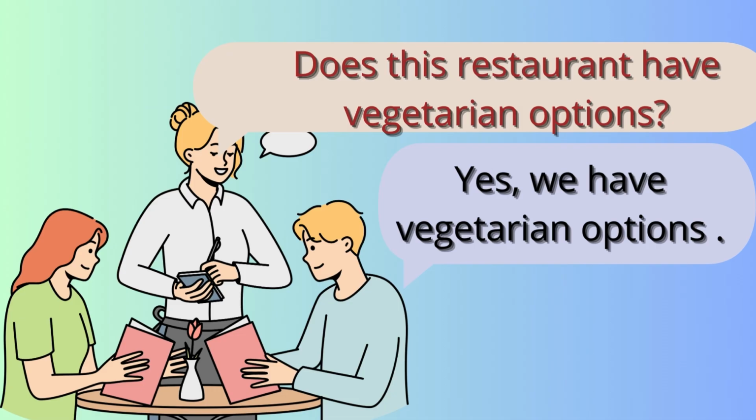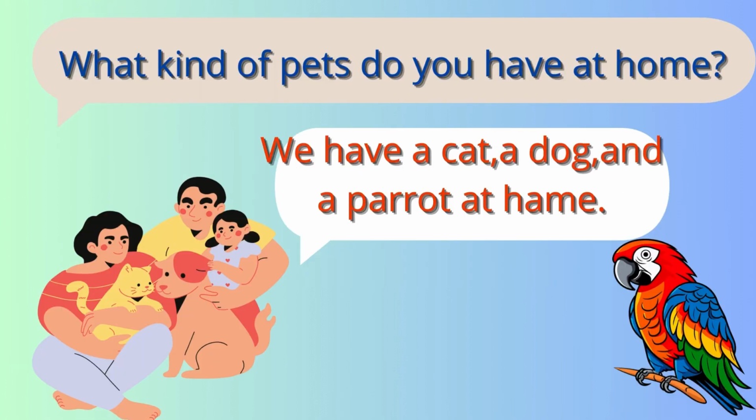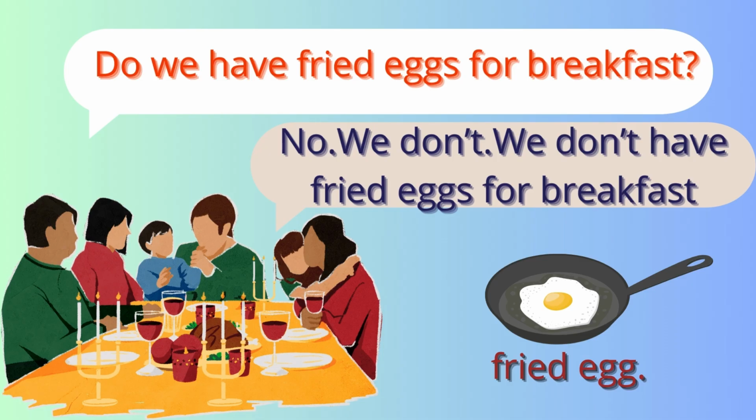Does this restaurant have vegetarian options? Yes, we have vegetarian options. Do they have enough time to finish the project? Yes, they do. They have enough time to finish the project. What kind of pets do you have at home? We have a cat, a dog, and a parrot at home. Do we have fried eggs for breakfast? No, we don't. We don't have fried eggs for breakfast.